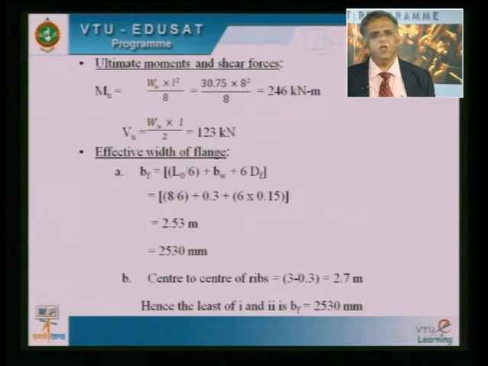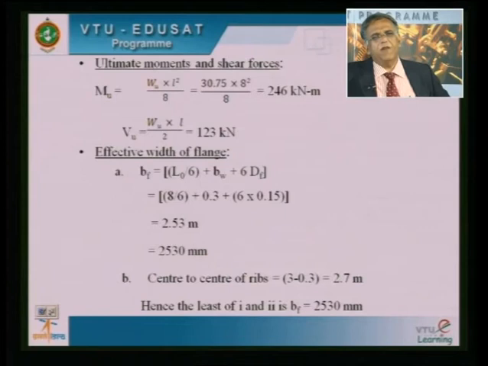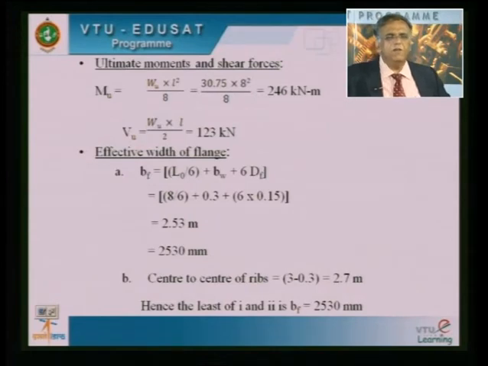You are going to calculate the shear. These two steps had already been taught to you, and these were followed in the earlier problems also. So, there is no speciality about the method of calculating MU and VU. Next, you are going to calculate the value of the effective width of the flange. If you open this code, you are going to get a formula there, where it says that the effective width is the lesser of the two values given below.